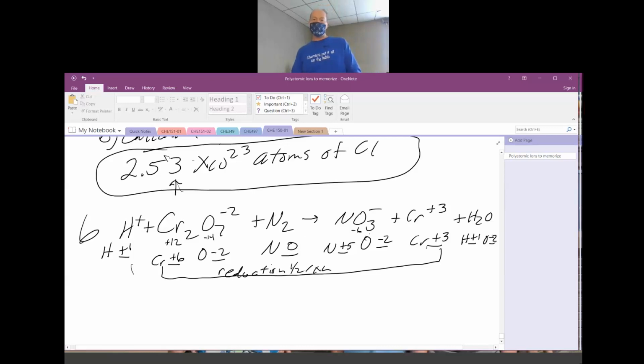Nitrogen, 0. Nitrogen, plus 5. And so when you're going from here to here, you're going from 0, increasing oxidation state to plus 5. This is your oxidation half reaction.